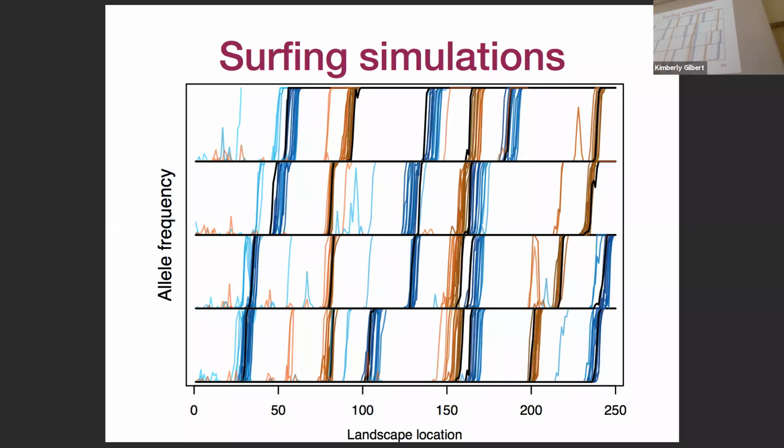And so we noticed from these simulations that these alleles were not only surfing to fixation, but that the clines would then move and approach each other in space and sometimes align together. So we wanted to look more at what was going on.